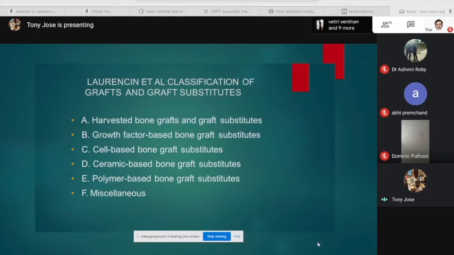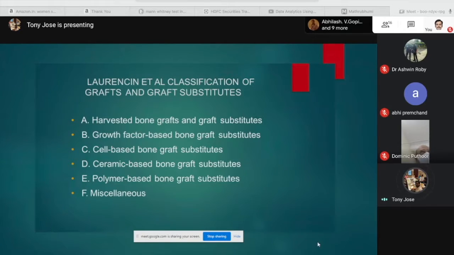Good morning to all. Today's class is a continuation of yesterday's discussion. Yesterday we discussed autograft under the heading of harvested bone graft and graft substitute. Today we will discuss allograft and other substitutes of bone graft.